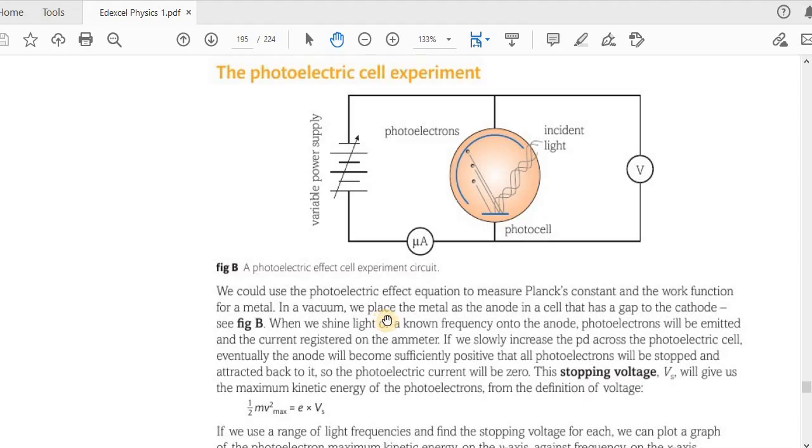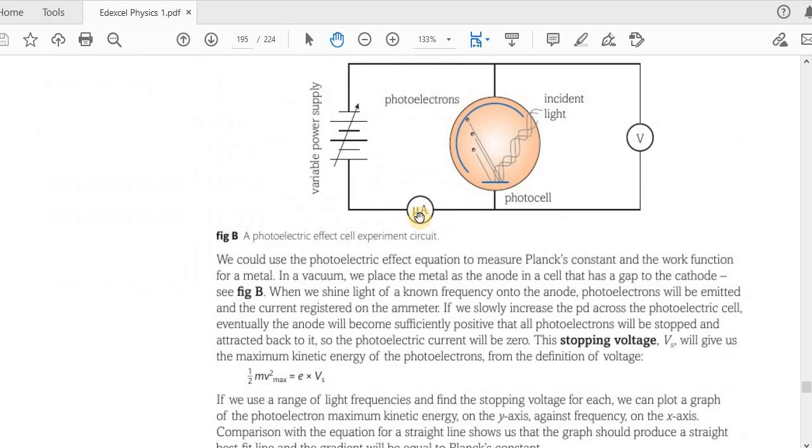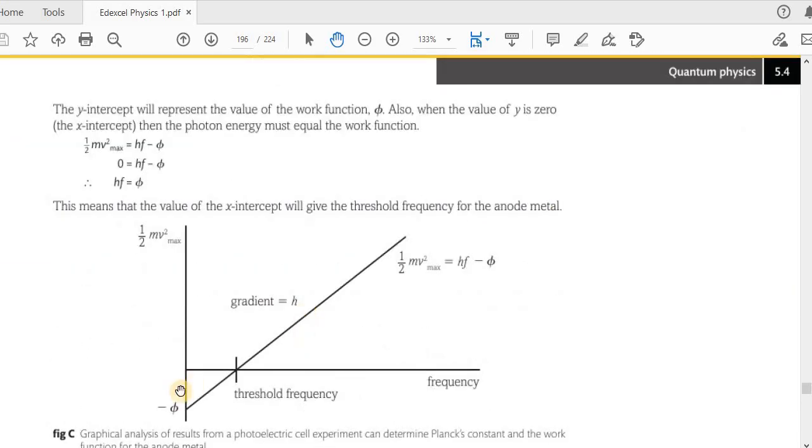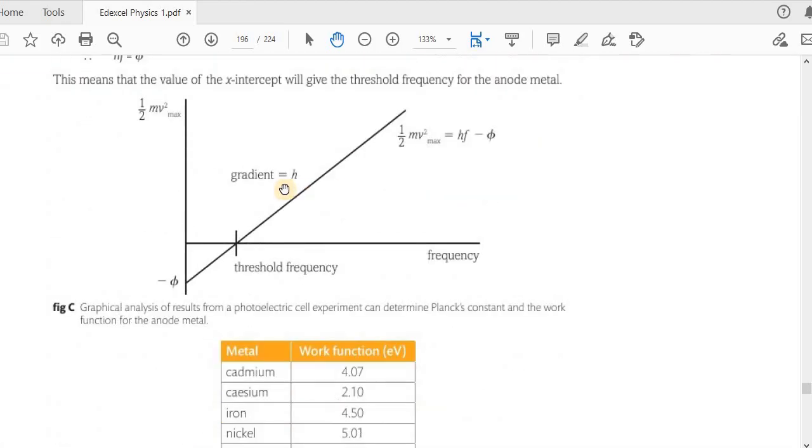So we will read this now to help you understand it better. A photoelectric effect cell experiment circuit. We could use the photoelectric effect equation to measure Planck's constant. So what's the point of this? To find Planck's constant h. Remember this h and the work function. From this we can plot a graph, and see where it intersects the axis. Using that we can find the gradient. The gradient is Planck's constant, and the magnitude of the y-intercept is the work function.